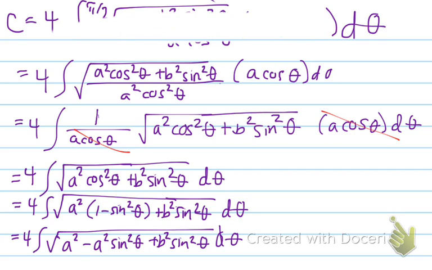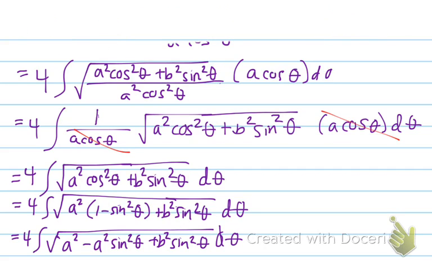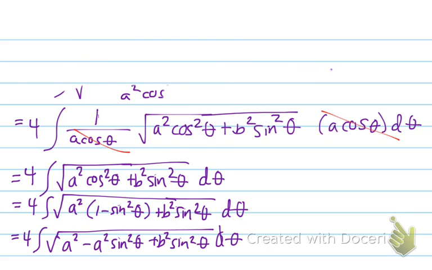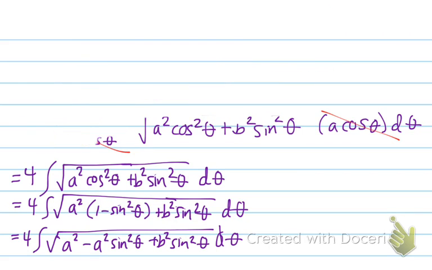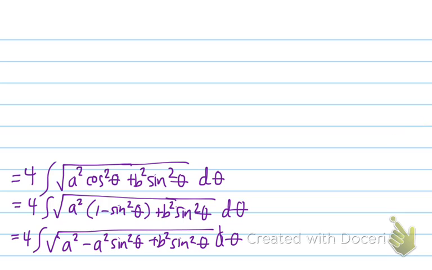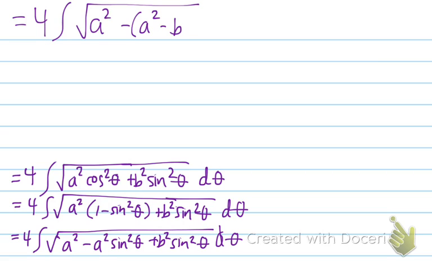And I'll erase some stuff again to make some more room. So from there I can group together the sine squared thetas. So I have 4 times the integral of the square root of a squared minus b squared times sine squared theta d theta. Alright.